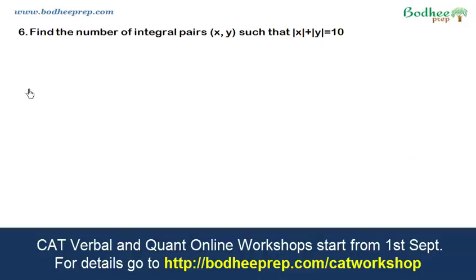Now in this question we have to find the number of integral pairs x, y such that mod of x plus mod of y is equal to 10.